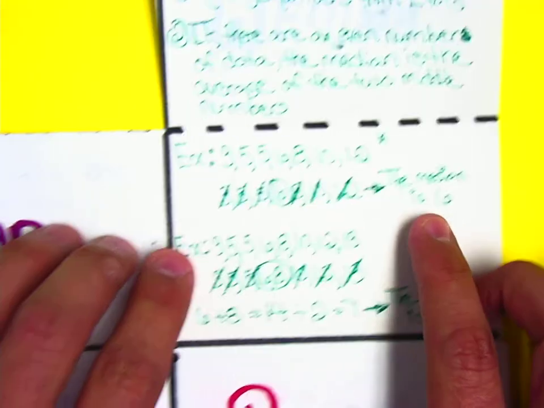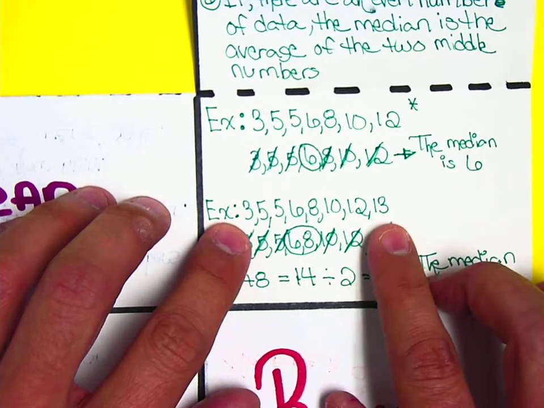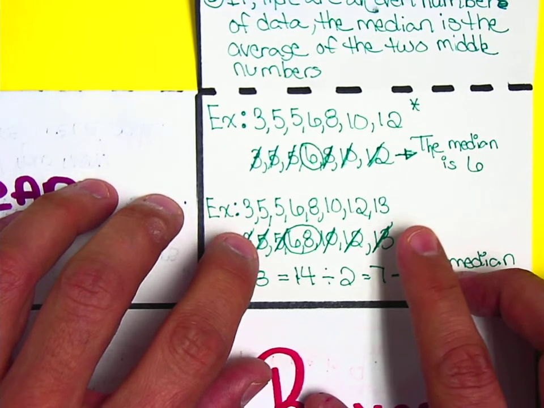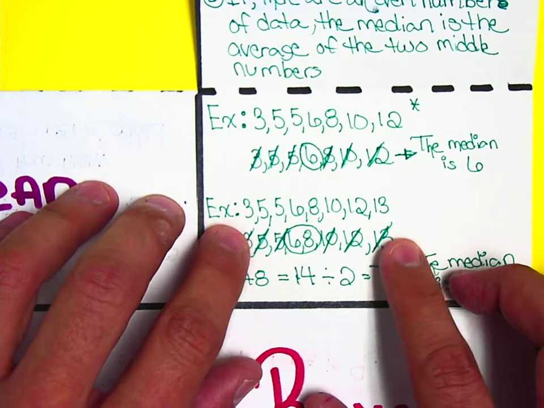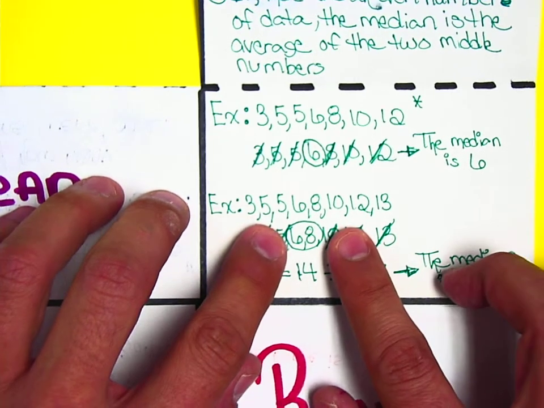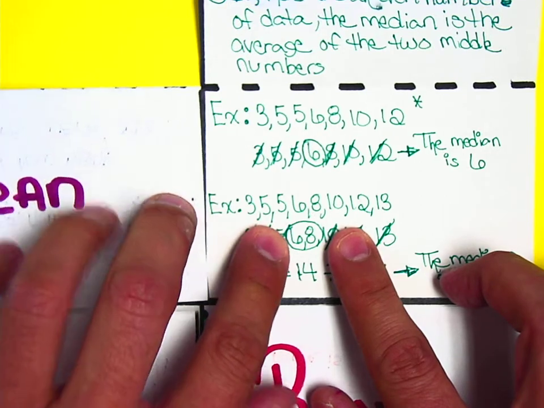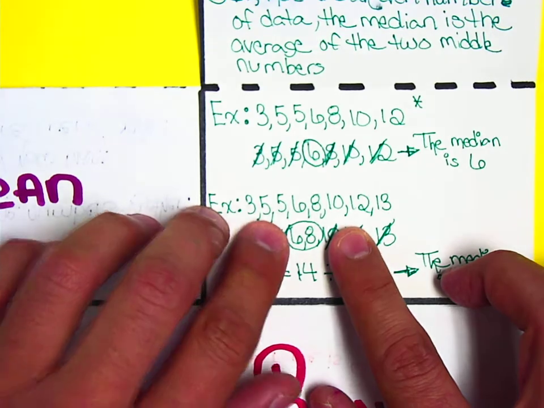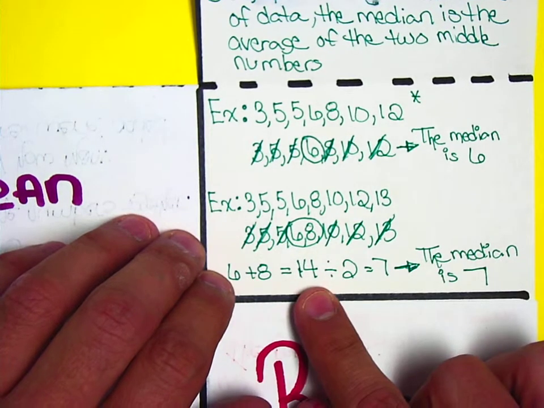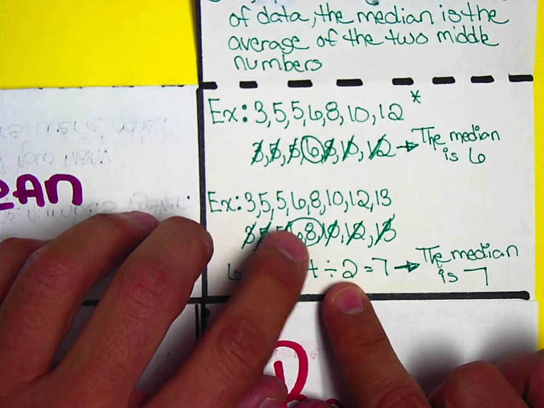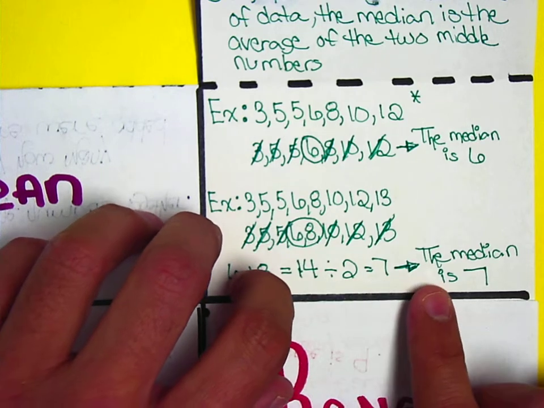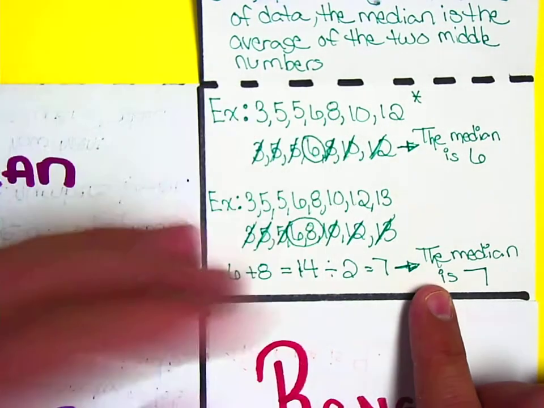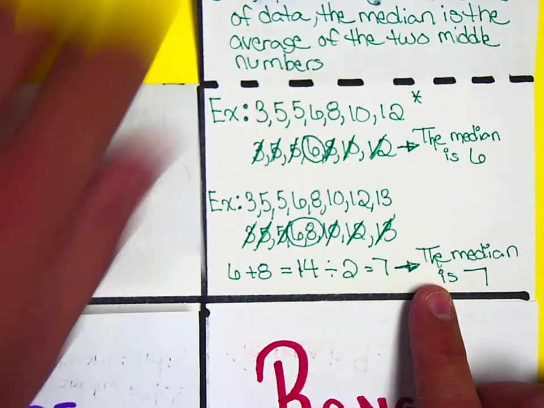But let's say, for example, we had an extra number. Let's say I had a 13 here at the end. Well, then I follow the same process. I cut down as many as I can evenly from the bottom end and the top end of my numbers. And then here I'm left with two numbers, a 6 and an 8. Well, now I apply what I did in the last flap, and I find the mean, or the average of these two numbers. So I'm going to add 6 and 8. That gives me 14. I divide it by 2, because I have two numbers here, and I get 7. So the median for this data set here would be 7. So there's two ways you can find median. Both involve finding the middle number.